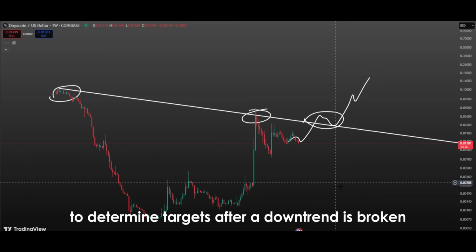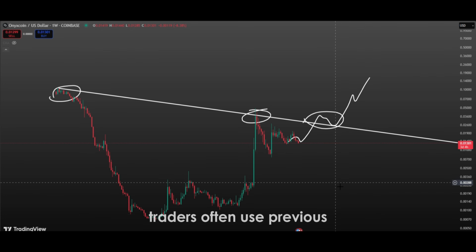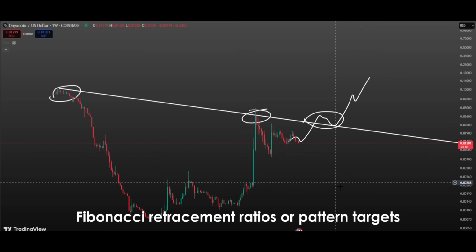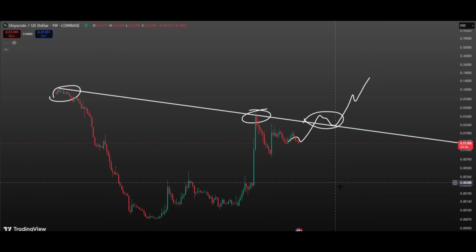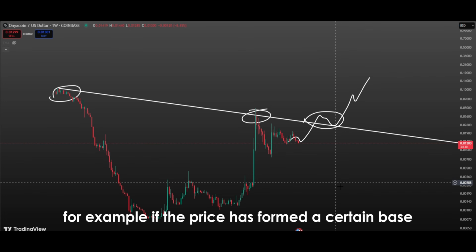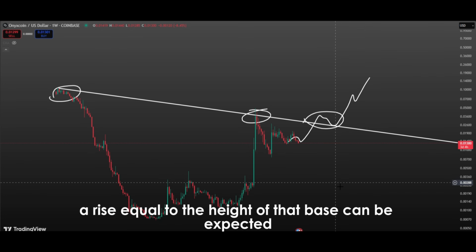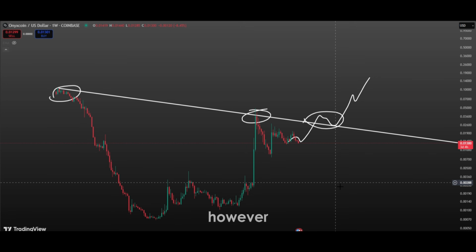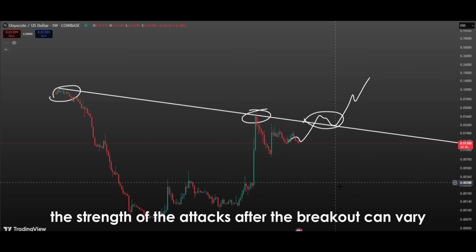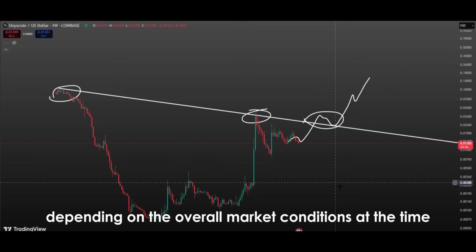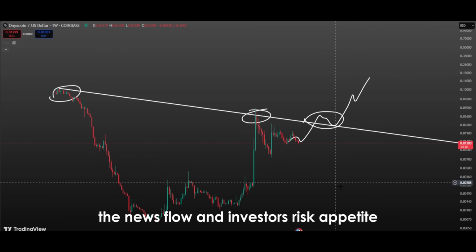To determine targets after a downtrend is broken, traders often use previous significant resistance levels, Fibonacci retracement ratios, or pattern targets. For example, if the price has formed a certain base within the downtrend, after the breakout, a rise equal to the height of that base can be expected. However, the strength of the attacks after the breakout can vary depending on the overall market conditions at the time, the news flow, and investors' risk appetite.